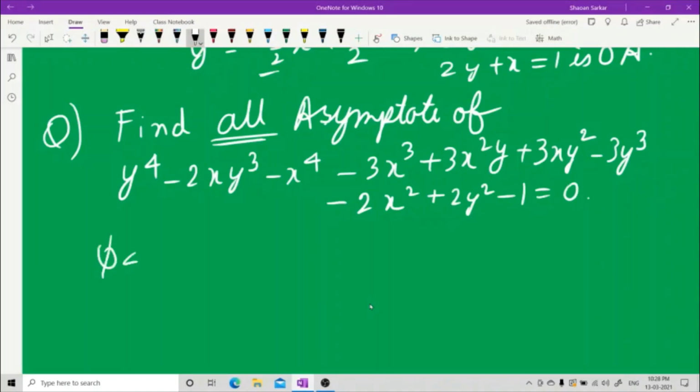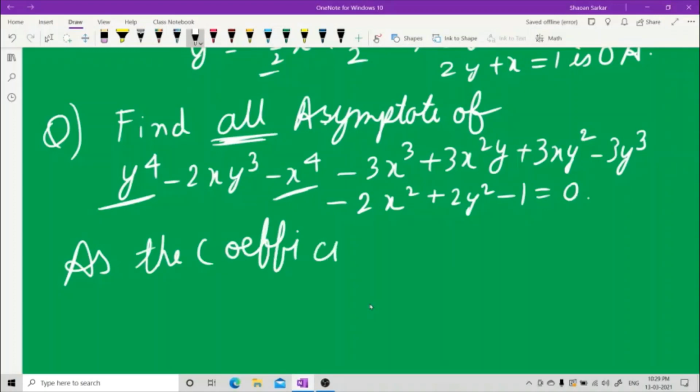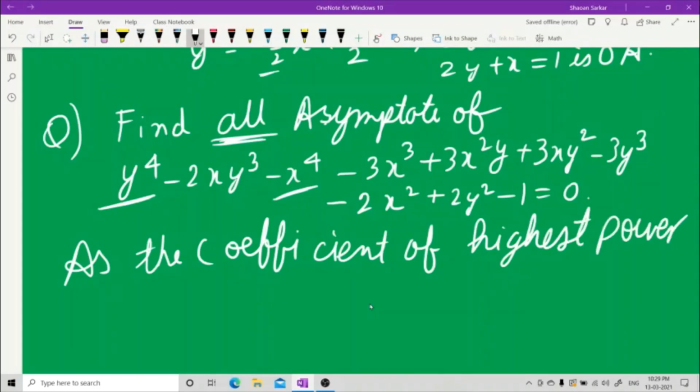So, in order to find asymptotes, before I find the oblique asymptote, they have asked for all the asymptotes. Now, the coefficient of the highest power of y and the coefficient of the highest power of x, as you must write this line, are constant, because this is 1 and this is minus 1. This one if you take, this is minus 1.